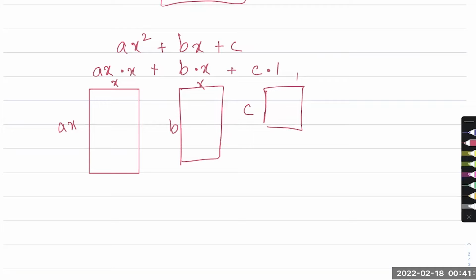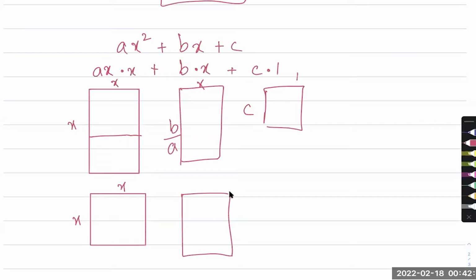Now, here's the thing. What if I were to divide them all by a? Like, divide every one by a. If I divide this by a, it becomes a square, right? It's a square, both sides x and x. So this is x, that is x. If I divide this by a, then it just becomes a shorter version of the same thing: x, and this is b over a. And that one becomes just c over a times 1.